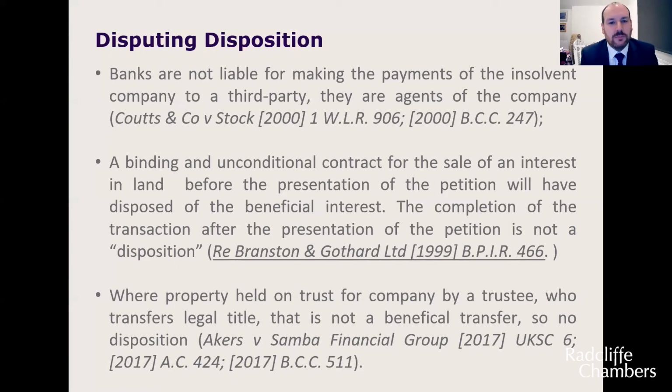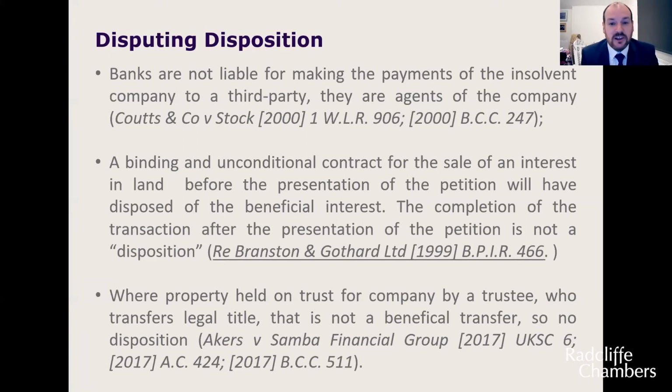So how about disputing dispositions in their own right? Well, banks who are intermediaries in a disposition will not be held liable by themselves. We have the case of Coutts and Stock from 2000. In that case, checks were passing between parties, and it was the bank in the middle, as the intermediary, that was actually cashing the checks. They were pursued for the void dispositions. The court held that the bank was just, as I said, an intermediary, an agent, as it were, for the paying party. And in those circumstances, the bank itself had not accrued benefit. It was the individuals on either side of the transaction. So the bank won't be liable for these situations.